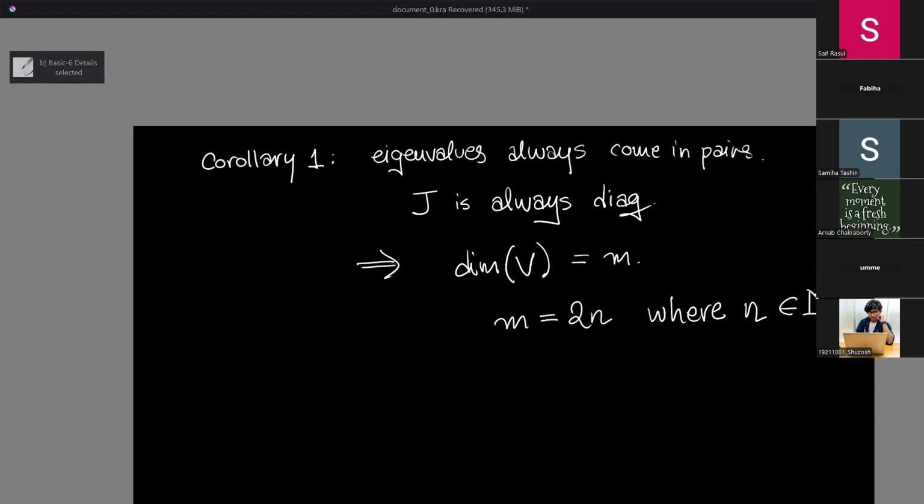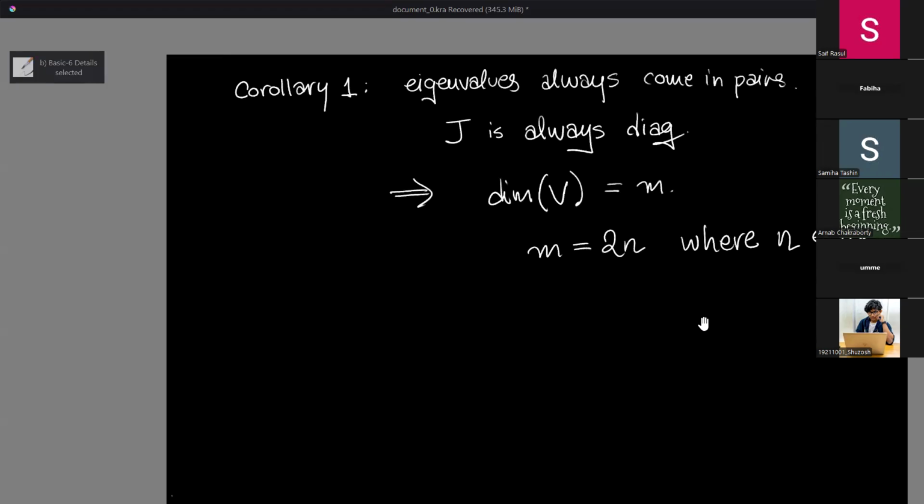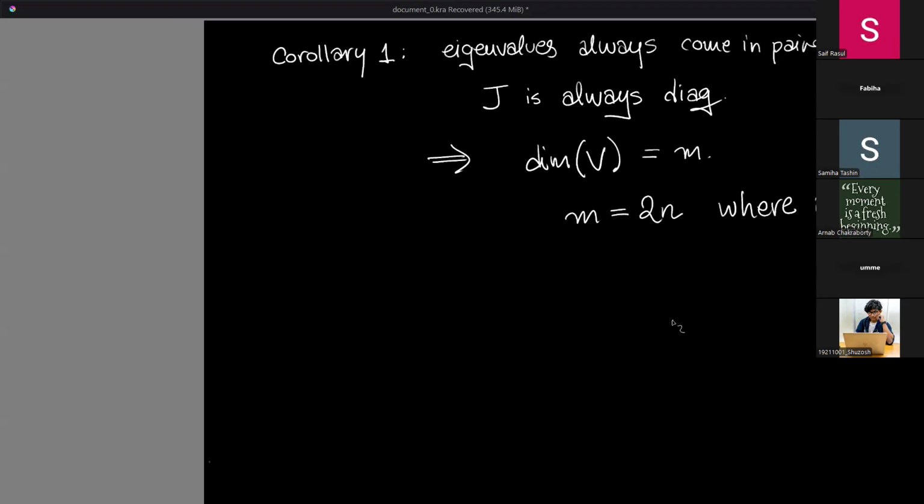So that's another typo in the notes. That means that V must be an even dimensional vector space for this to work. What we said was that J always is diagonalizable, and J's eigenvalues always come in pairs, and this is true whenever J exists, which means that we can't attach a complex structure J onto a vector space unless it's an even dimensional space, which kind of makes sense.